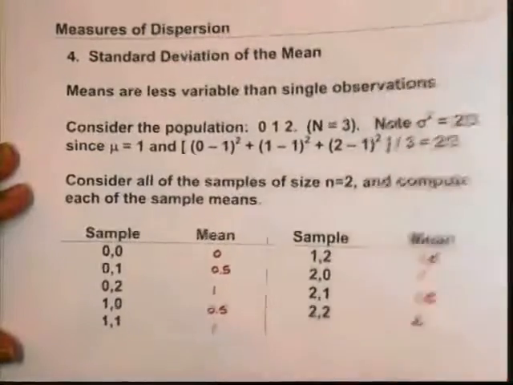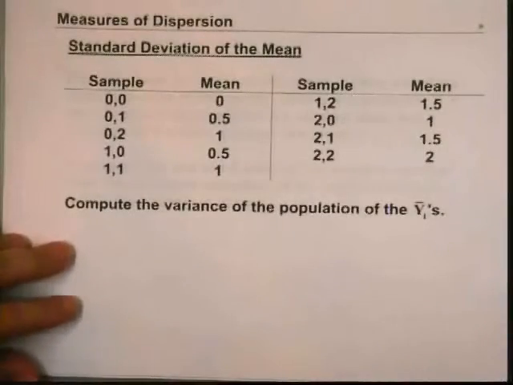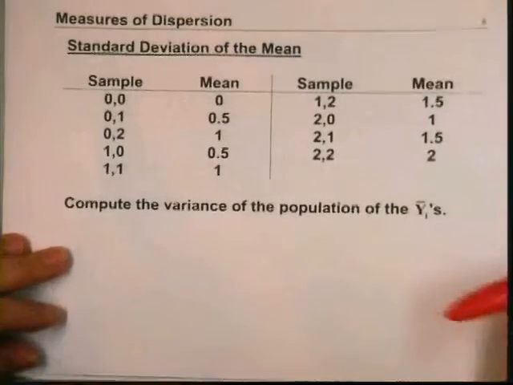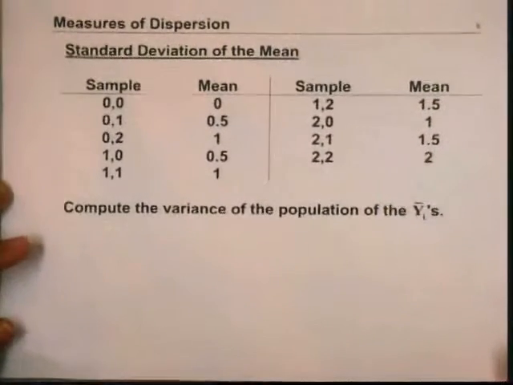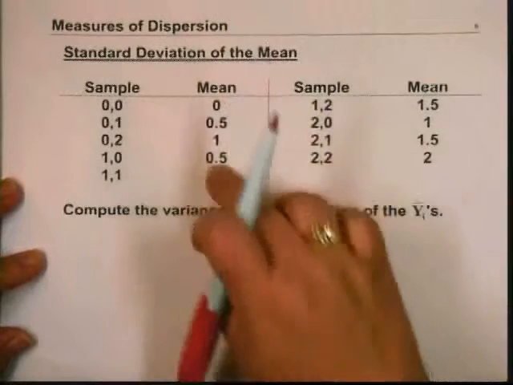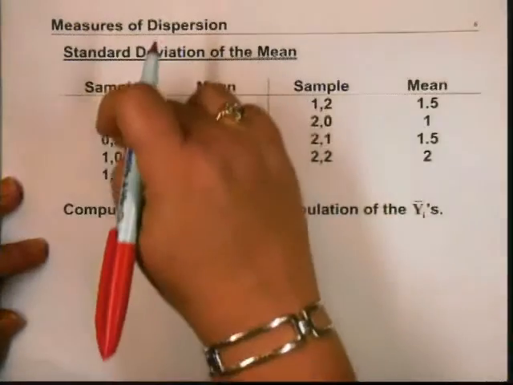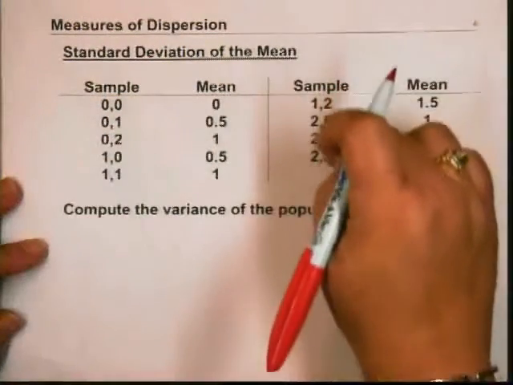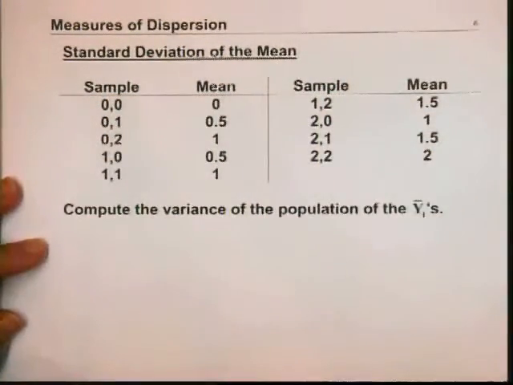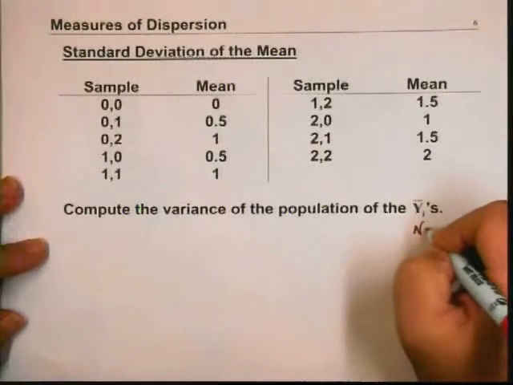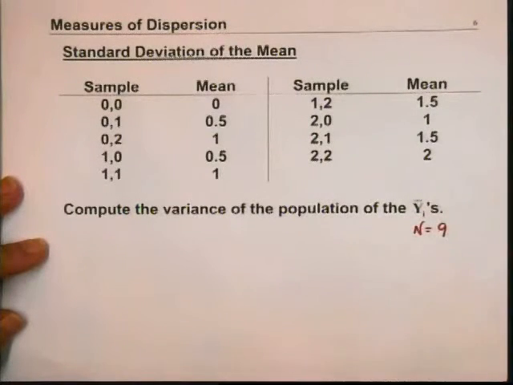So we compute each of the sample means, which was done on the next page too. I guess I didn't need to write them all out, but we did. So I want to compute the variance of the population of the y-bars, since these are all the possible y-bars there are. Okay, so what we have: 1, 2, 3, 4, 5, 6, 7, 8, 9. 9 different samples, or 9 possible samples, I guess we say. So capital N here is 9.